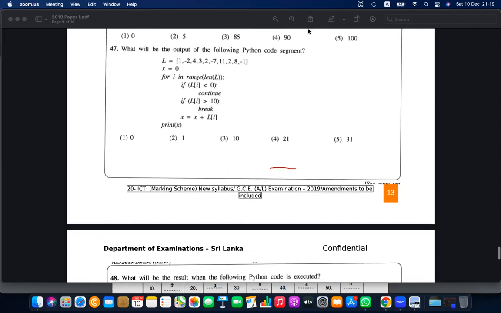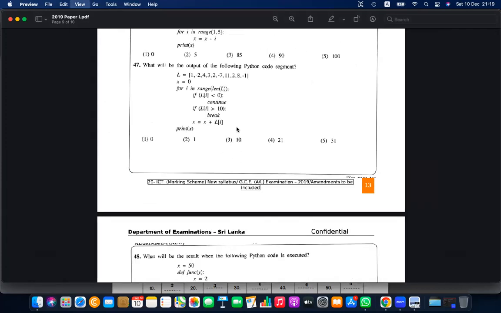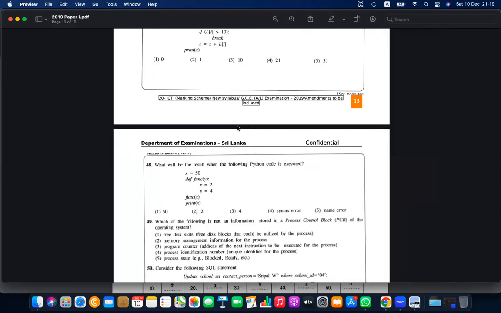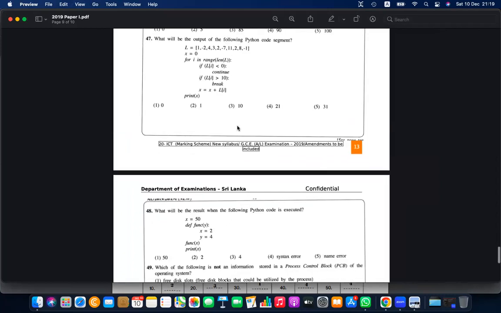47, I think you can try that now. You can finish the paper, right? It's easy. 47, 48.